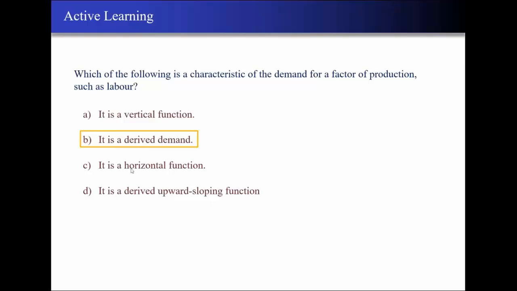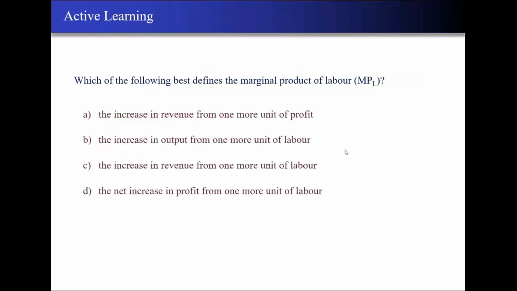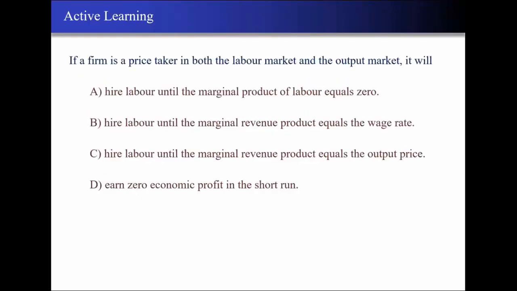So anyway, D is not correct because it's certainly not an upward sloping function, right? And C is incorrect because it's not horizontal. We did have a horizontal supply curve in this lecture. That was for the supply of labor because the wage is fixed, okay? And we don't have any vertical demand curve, so that's why A isn't correct. Okay, so let's do this one here. Which of the following best defines the marginal product of labor? Not the marginal revenue product of labor, just the simple marginal product of labor. Okay, go ahead. Okay, all right, so let's go to the next question.